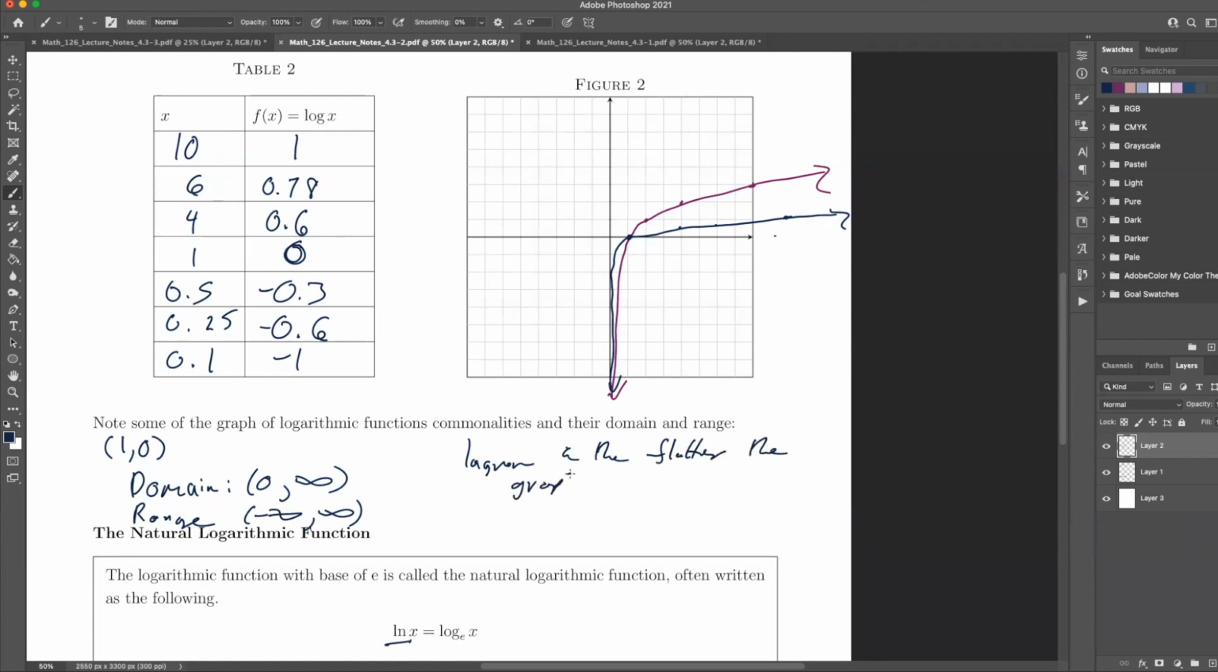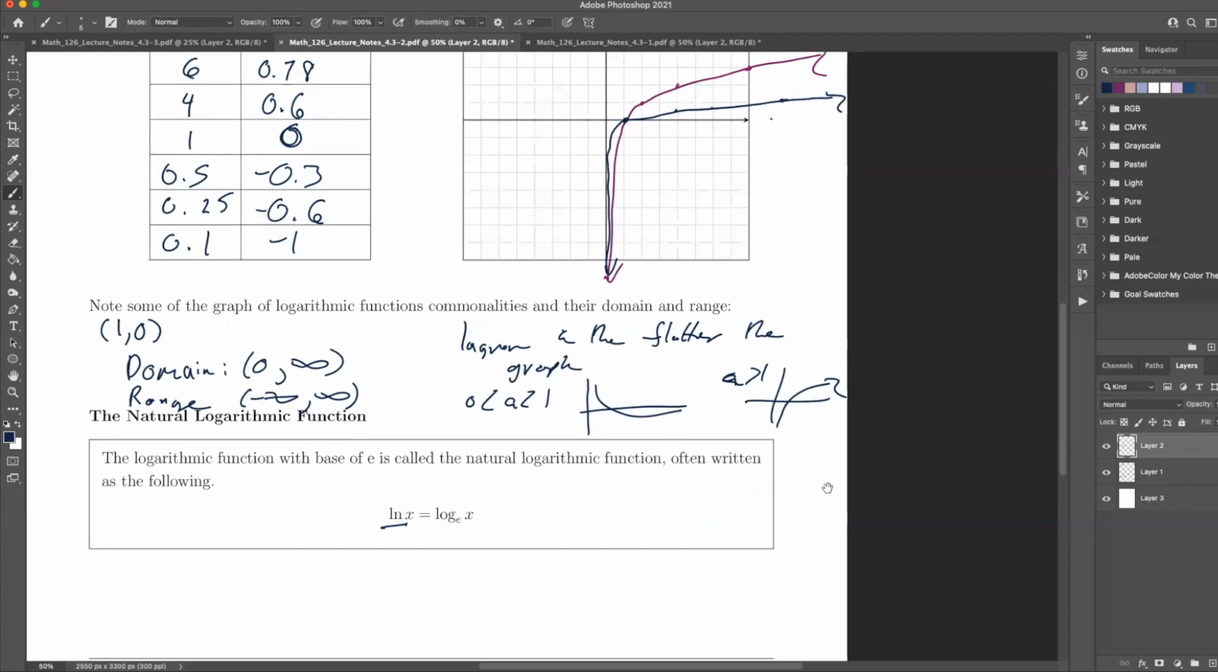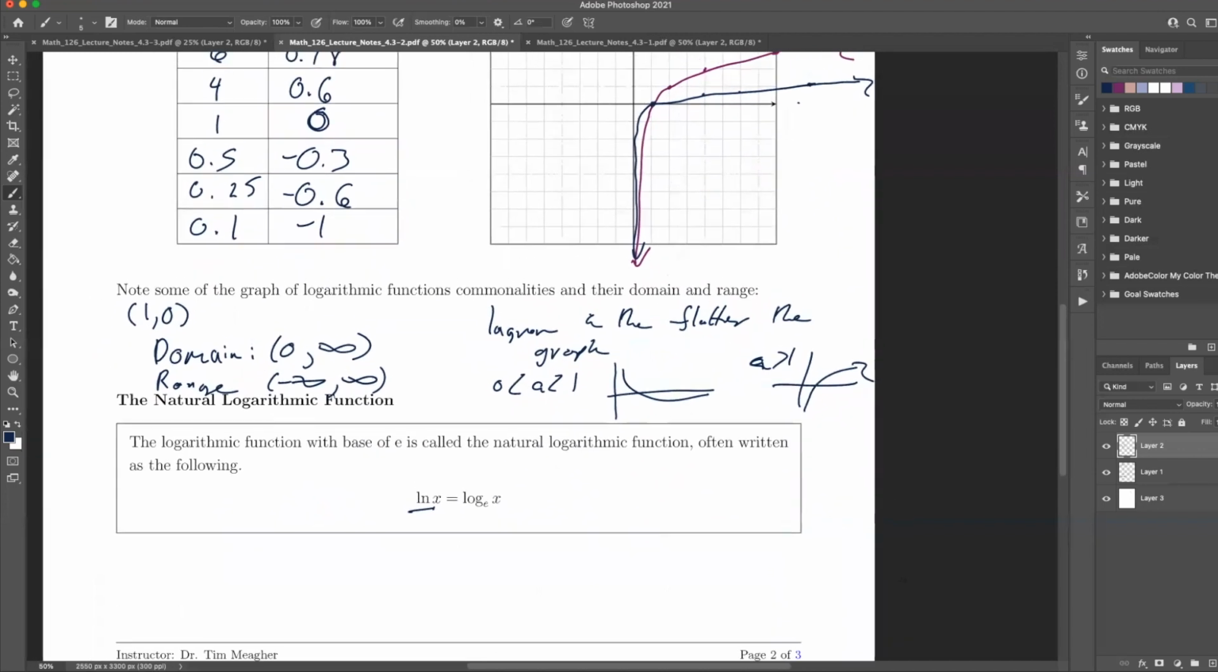That graph, and if A is less than 1, it goes like this, right? Okay, and so there are some commonalities. And if A is greater than 1, it looks like this. And we talked about the natural base law. Okay, so I'll let you guys copy that down.